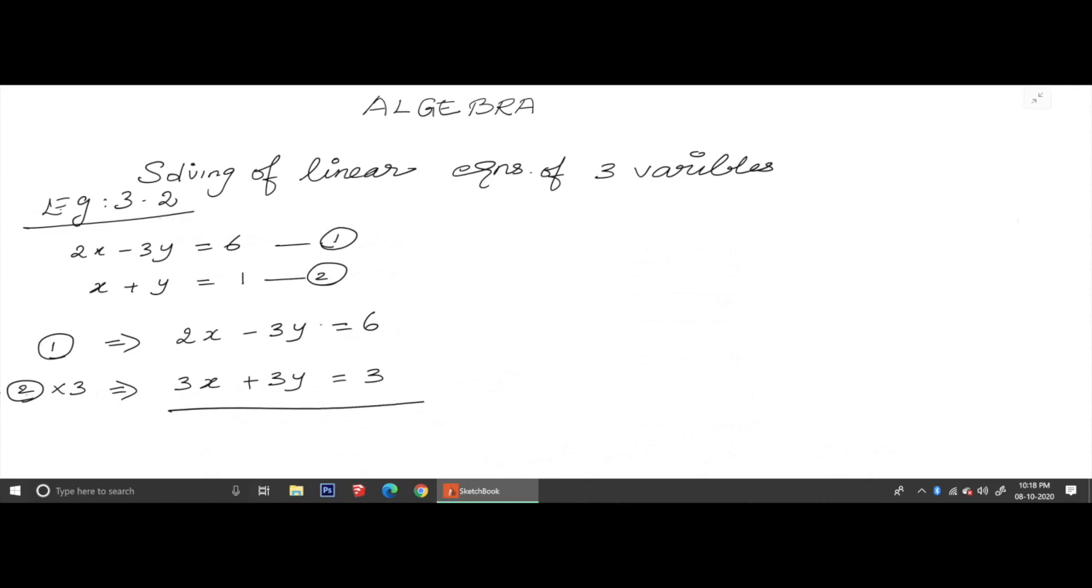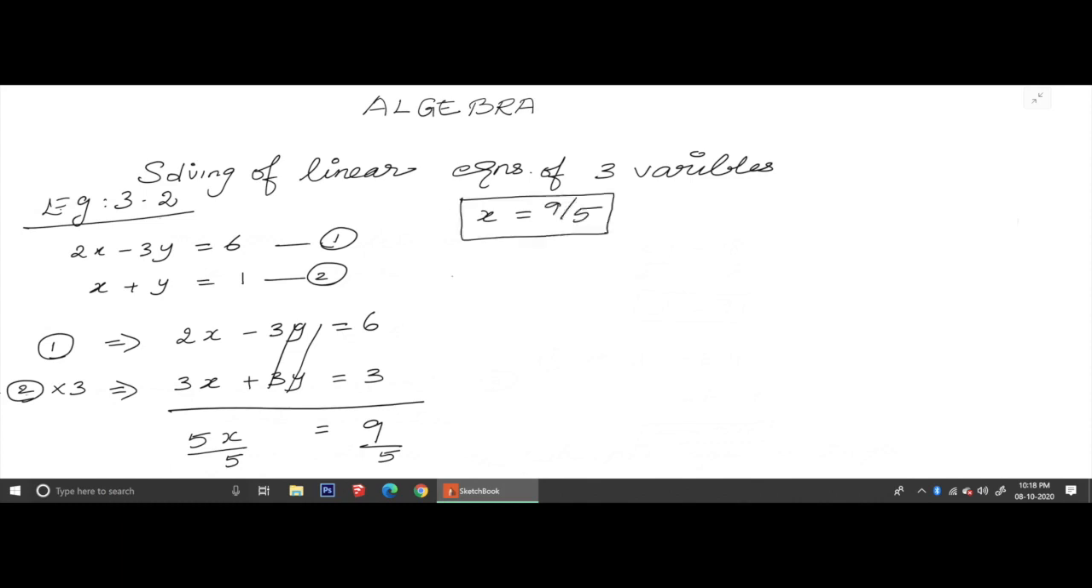So these two get cancelled. Okay. So what is left? 2x plus 3x will be 5x, which is equal to 6 plus 3, it is 9. Now you divide both sides by 5. What happens? Your x will be equal to 9 by 5.